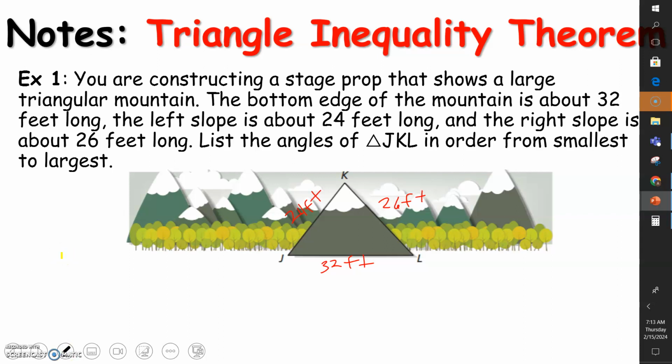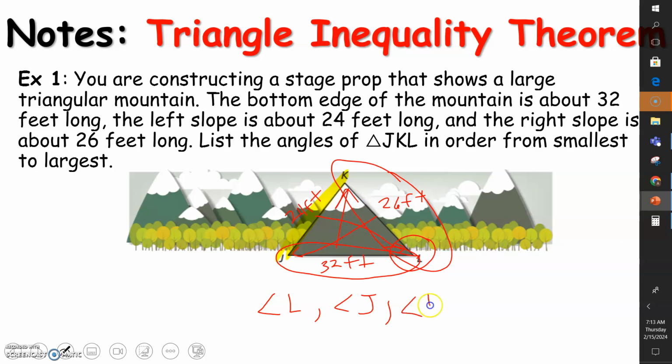So first we notice that the shortest side is right here, JK, which is 24 feet. So we know then that opposite of JK is L. So angle L is the smallest. The next biggest side is KL, which is 26. The angle opposite is J. And then our largest side right here, JL, is 32 feet. So the angle opposite is angle K.